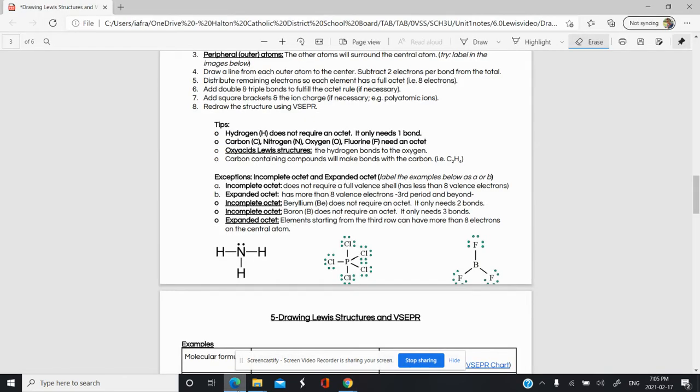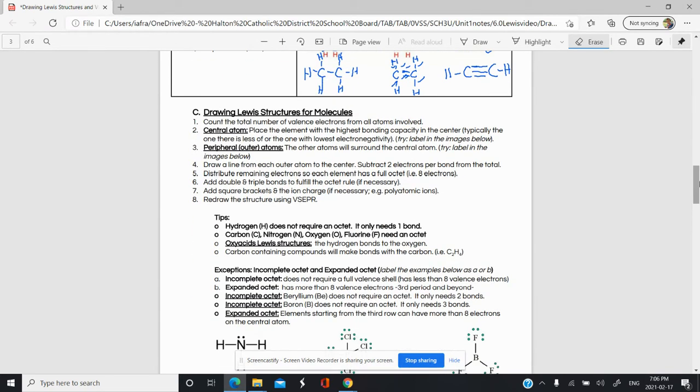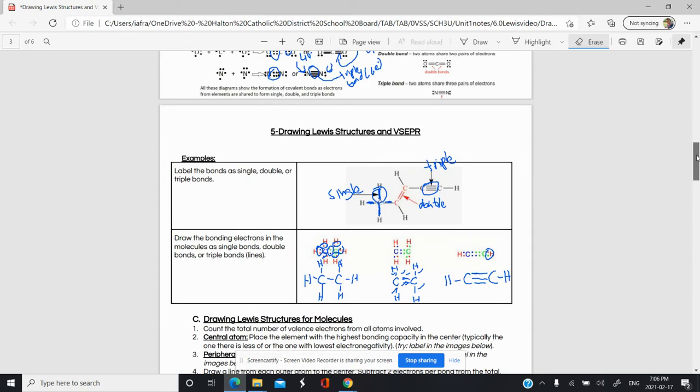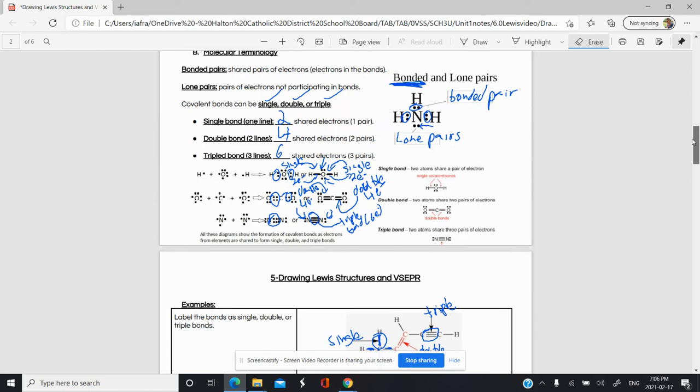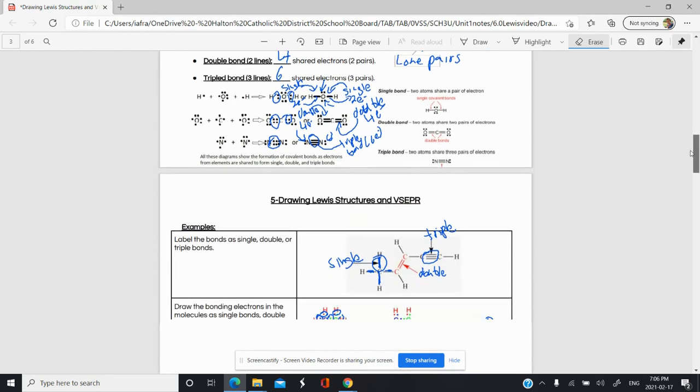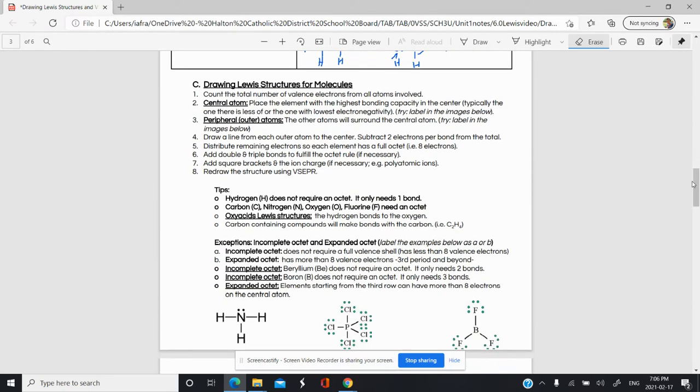So here we have the list of rules for drawing Lewis dot structures. I'm not going to read every single one. I'm rather going to go through some examples and show you the rules as we go through the examples. But I do want to define a few terms. So when we're drawing Lewis dot structures, you do need to familiarize yourself with the terms that we described in the previous video, molecular terminology. So please make sure you do that.